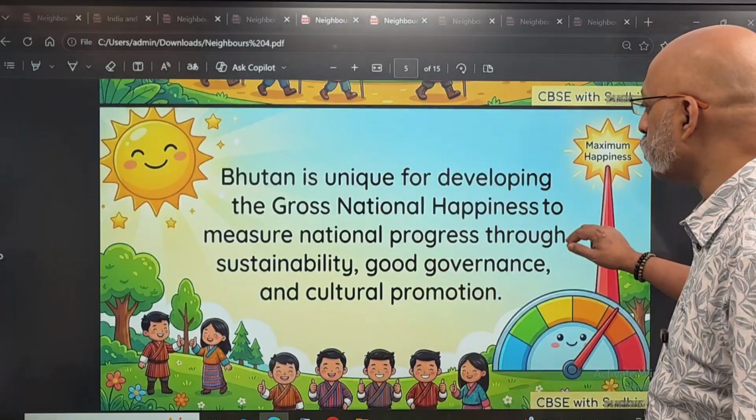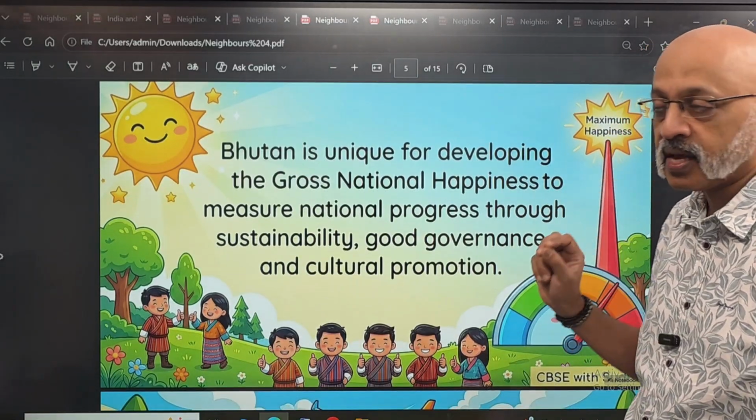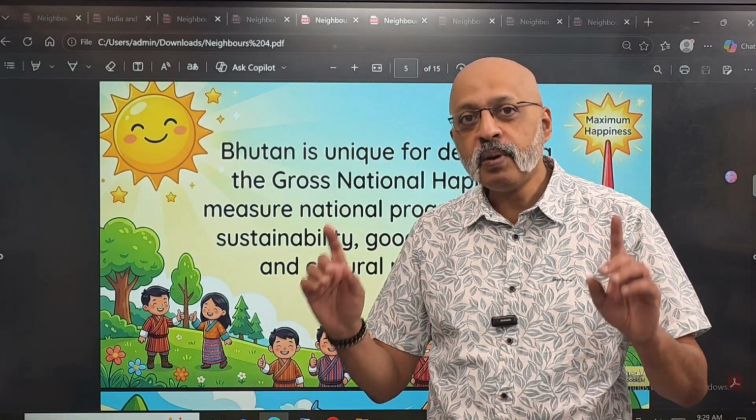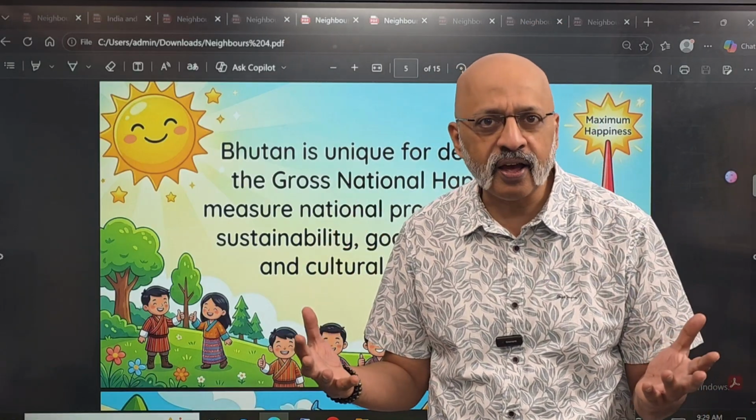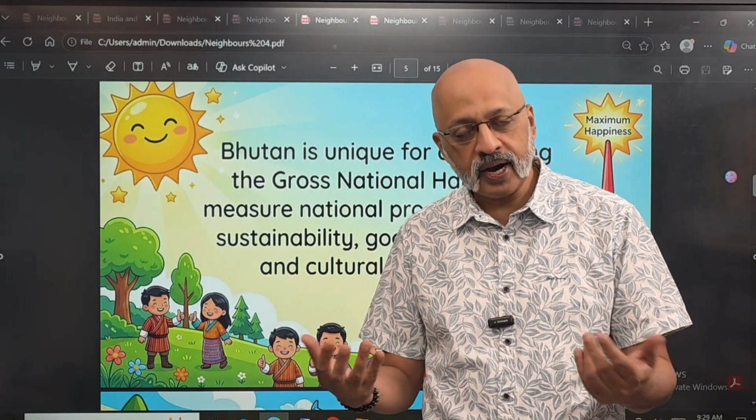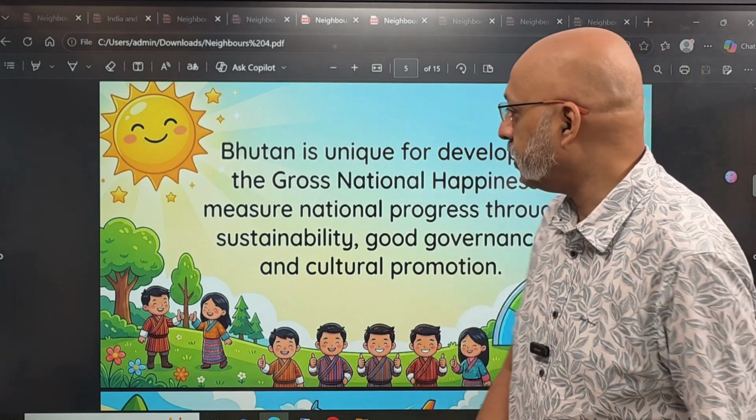Then Bhutan is also unique for developing what is known as the Gross National Happiness Index. Bhutan is considered the happiest country in the world, right? People there are happy because you have fresh air, fresh water, and people generally there are happy. So that is something, and it is really known for being a very happy country.